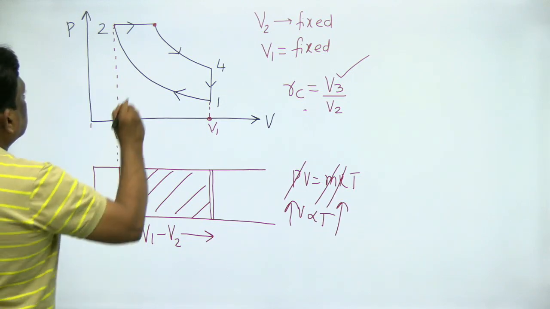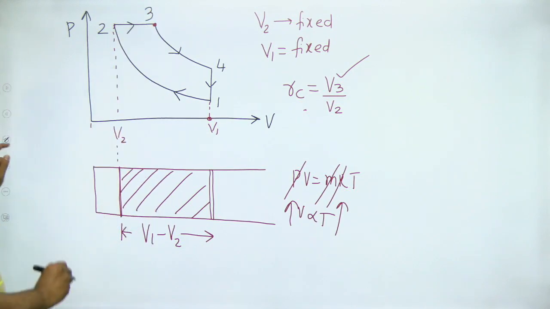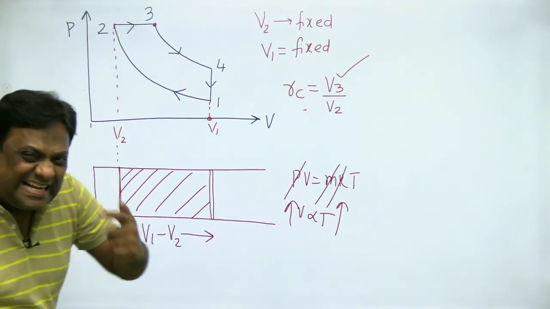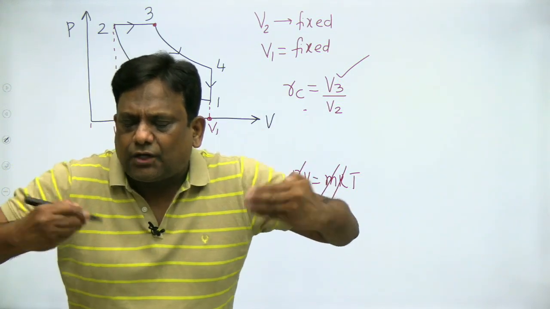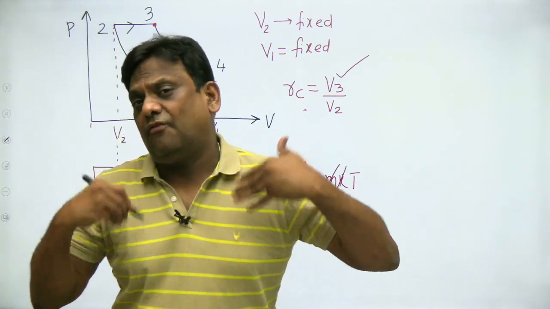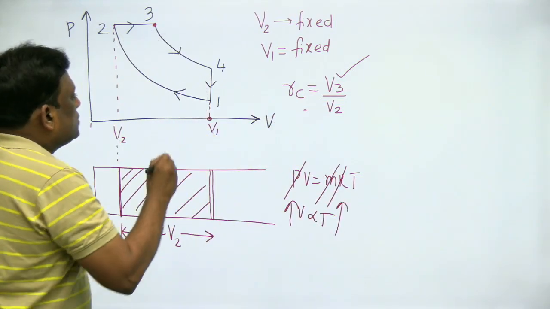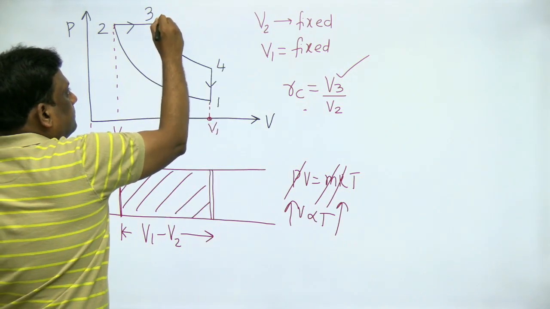Now, let this point be 3. This is my original cycle. Now, let me increase the cutoff ratio. I am seeing the influence of increase of cutoff ratio on the efficiency, or rather, the performance of diesel cycle. So, instead of stopping at 3, let me supply more heat.